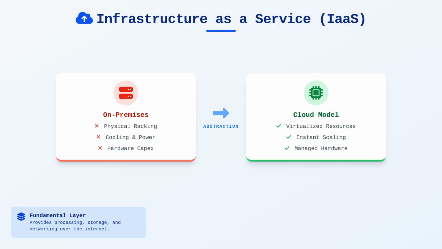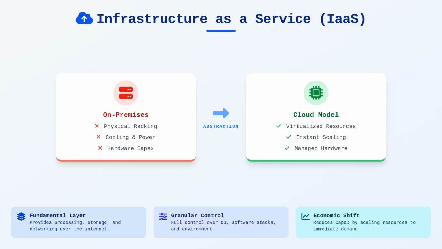This model allows for the deployment and execution of arbitrary software, including full operating systems and complex application stacks. You maintain granular control over the software environment, while the provider assumes the burden of maintaining the underlying physical infrastructure such as power, cooling, and hardware maintenance. This shift significantly reduces the data center footprint and capital expenditure, enabling businesses to scale resources up or down based on immediate demand.